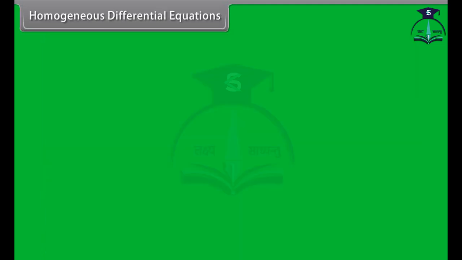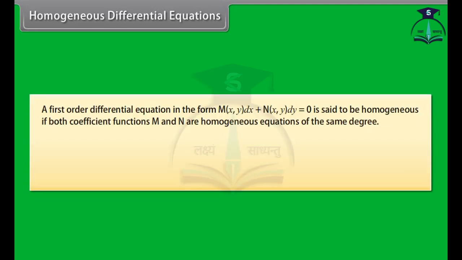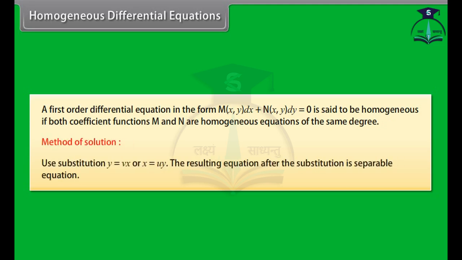Homogeneous differential equations. A first-order differential equation in the form M(x,y)dx + N(x,y)dy = 0 is said to be homogeneous if both coefficient functions M and N are homogeneous functions of the same degree. Method of solution. Use substitution y = vx or x = uy. The resulting equation after the substitution is a separable equation.